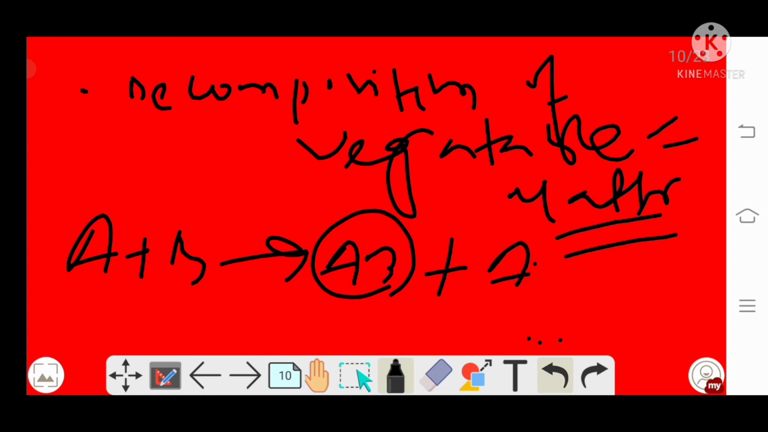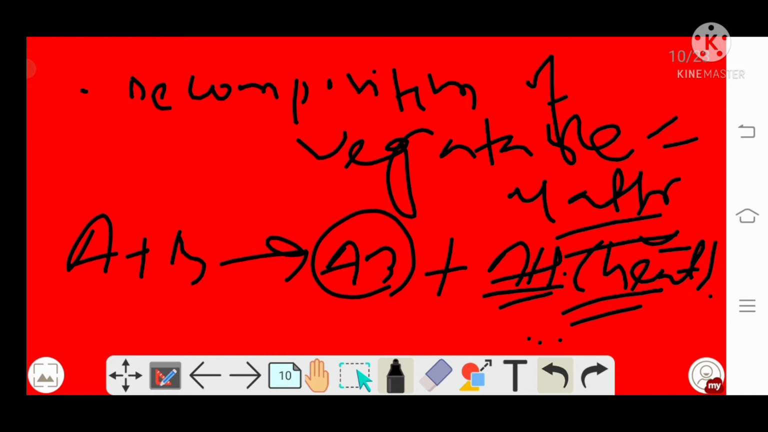The heat is released, or heat. If heat is released, then it is known as exothermic reaction, or H.